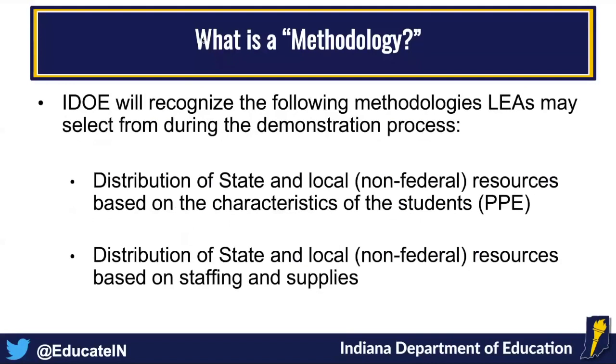IDOE will recognize the following methodologies. Many LEAs have chosen to use Form 9 to demonstrate compliance. If choosing this method, you need to show that the district utilized per pupil spending as an upfront allocation method to ensure equity, rather than solely relying upon an after-the-fact analysis of expenditures. That is if you were choosing to demonstrate your methodology using PPE. And many of the corporations that are choosing to do that are using Form 9 to demonstrate this.